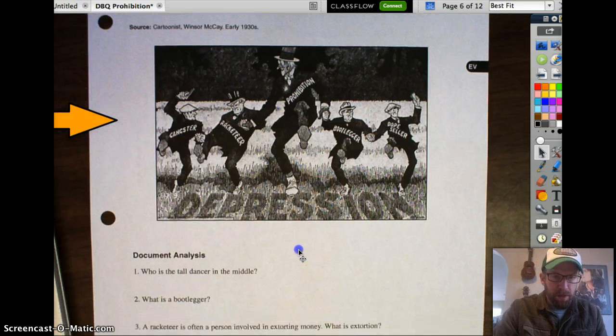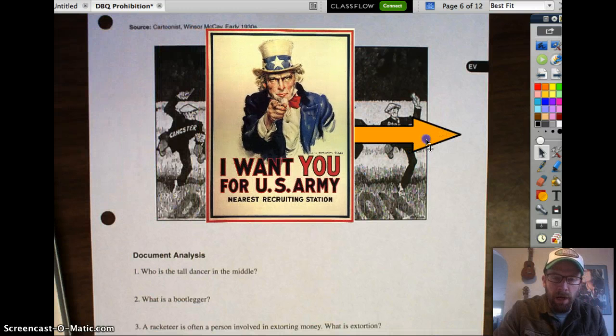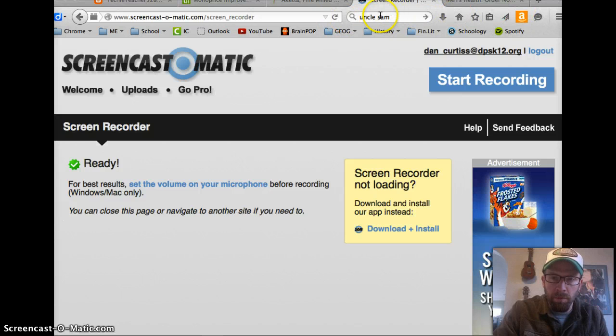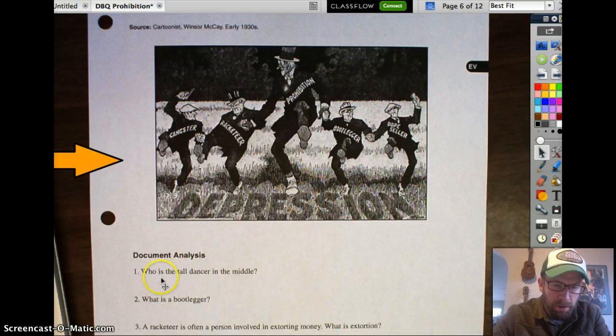First question: document analysis, who is the tall dancer in the middle? Pretty obvious hint here. This is our guy in the middle, and hopefully you know that's Uncle Sam. I just gave you that one, but what I want you to do right now is open up a second tab, since you've got the internet at your fingertips. Search for the term Uncle Sam and find out a little bit about him. What does he represent? Who is he? What is he a symbol of? My internet's going real slow here, but you get the idea. So the tall dancer in the middle, with the prohibition sash across his chest, is Uncle Sam. Who is Uncle Sam? Explain that here. Go ahead and pause the video and find that out for me, please.